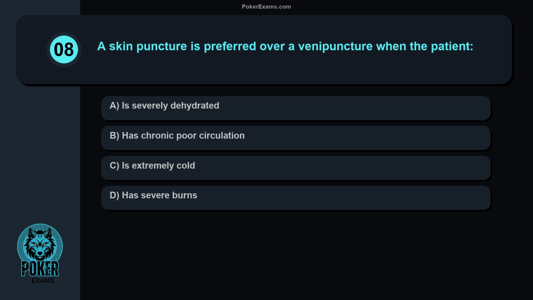Question 8. A skin puncture is preferred over a venipuncture when the patient is severely dehydrated, has chronic poor circulation, is extremely cold, has severe burns.